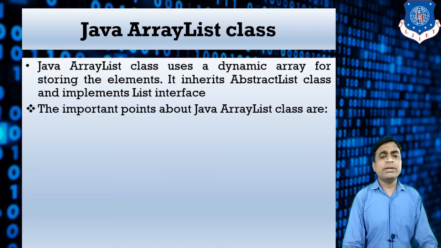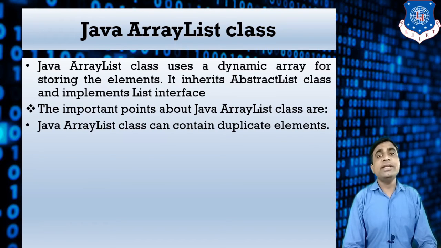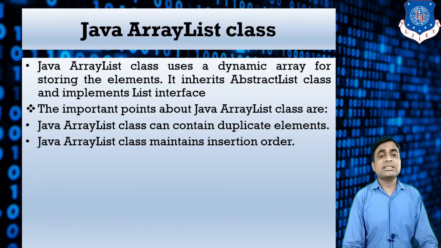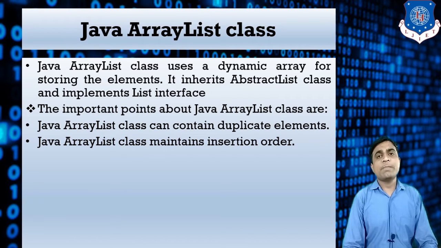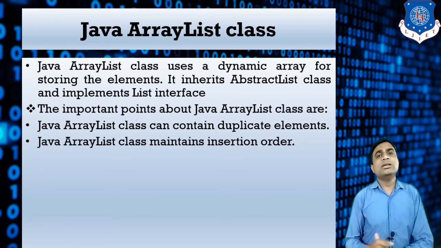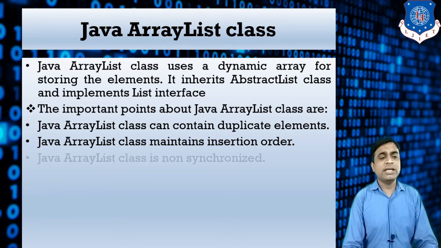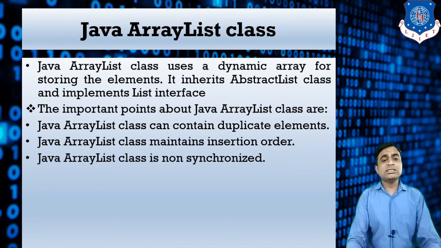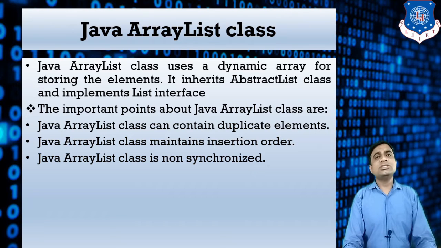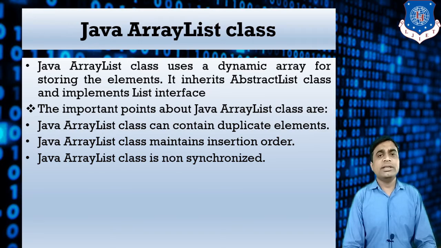So the important points about the array list class: the first one is that the array list class can contain duplicate elements. Next, the array list class maintains the insertion order. Suppose the first element is inserted, the next element must be inserted after the first one. So the order must be fixed in the array list. The array list class is non-synchronized, so it is not thread safe. You can access all the methods in multi-threading.